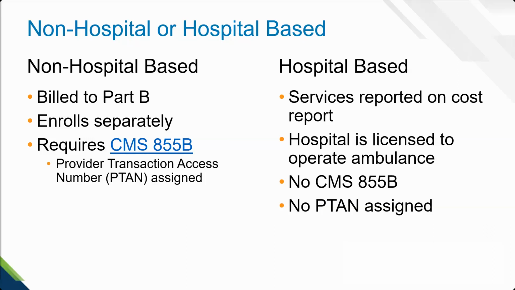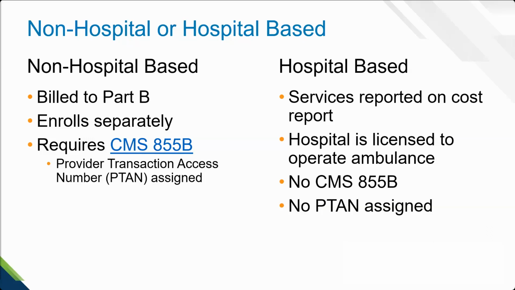And that needs to be reported on that CMS 855B application as that comes in. Now, hospital ambulances are different. They're typically owned by the hospital or that facility. And when the hospital or facility has the license to operate as an ambulance service, those services are typically reported by that hospital, part of that cost report.